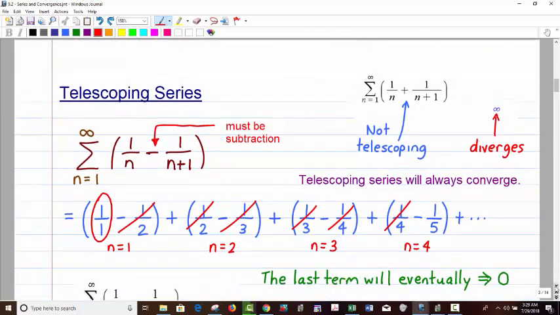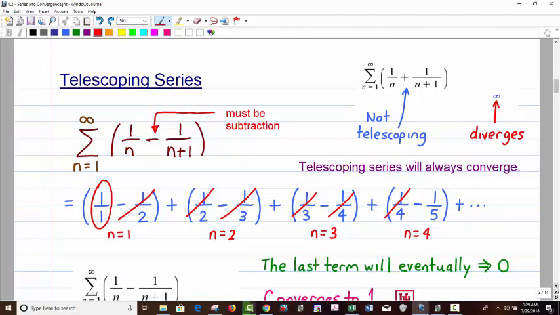Now we're going to look at two special types of series in this section, and there'll be more as we go throughout this chapter. First one's called telescoping. Telescoping is two fractional terms that have minus between them.